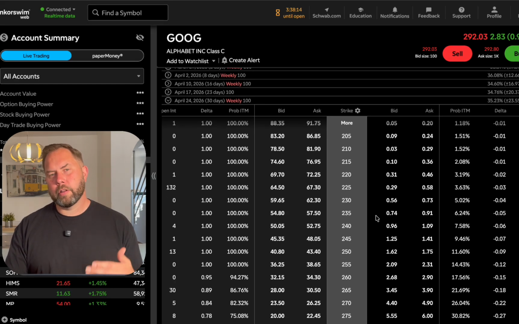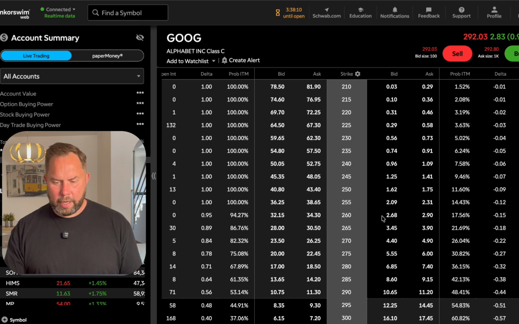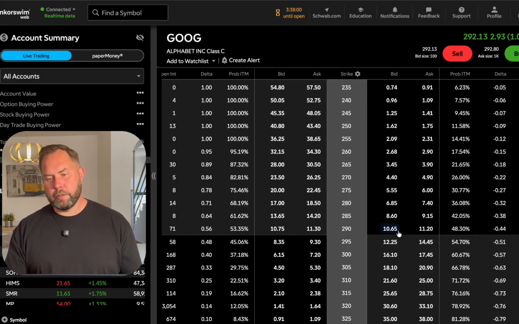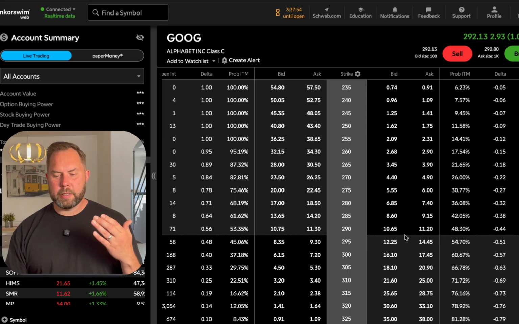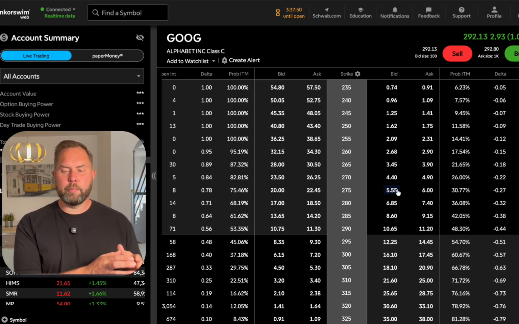But let's go over the 4 examples that we talked about. Let's start with selling a cash secured put. So right now, Google is trading at 292. It's gone down a little bit since I did the presentation. So you think that Google is going to stick at 292 or go up a little bit in the next month. So you're going to sell a cash secured put to either make premium or to get an even better price if Google does fall.